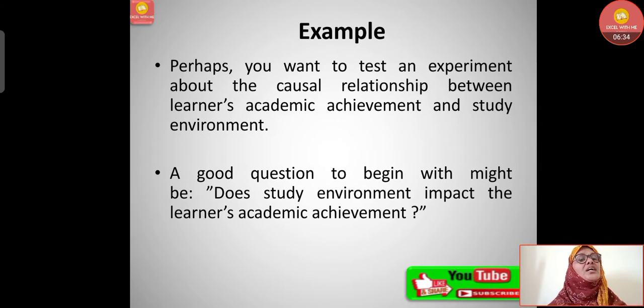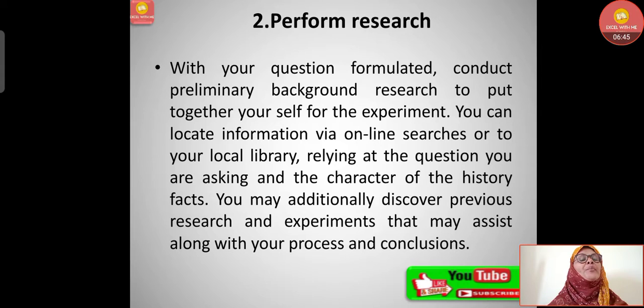This could be a research question, that is, whether the study environment is impacting the learner's academic achievement or not. We are taking the question here. Now let's see the second step, perform research.